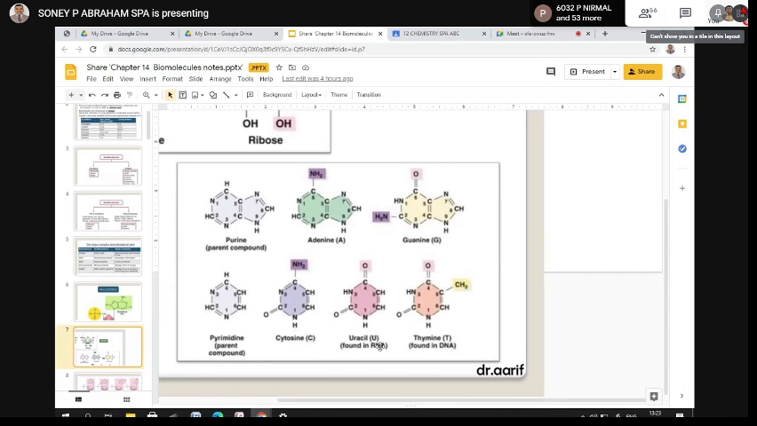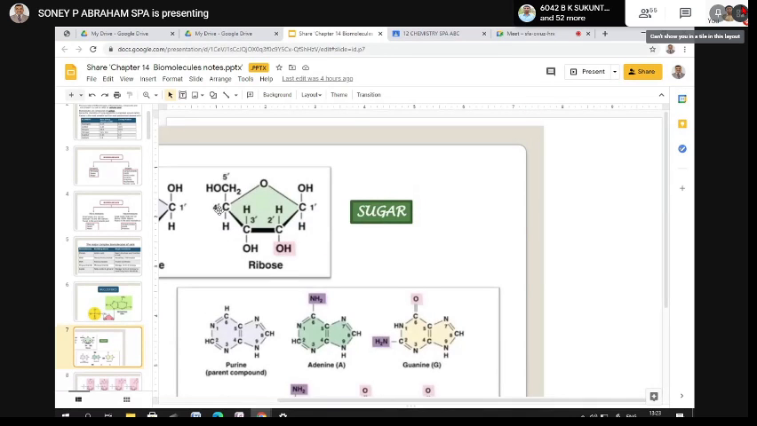And normally, when you are talking about this ribose sugar, you can see that it is numbered as 1 prime, 2 prime, 3 prime, 4 prime, and 5 prime, because the nitrogen bases are numbered as 1, 2, 3. So here the number of atoms are represented 1, 2, 3, 4. That is why the ribose sugar will be represented as 1 prime, 2 prime, 3 prime, and 4 prime like this.